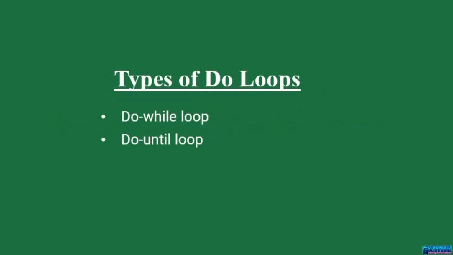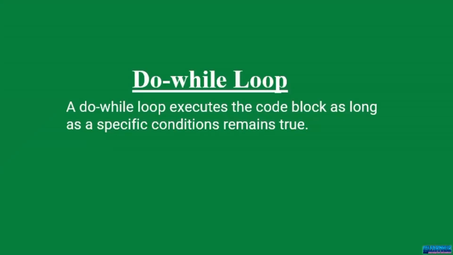There are two types of do loops. We have do while loops and do until loops. What is the do while loop? A do while loop executes the code block as long as a specific condition remains true. This loop structure is handy when you need to repeat a task until a certain condition is no longer met. Let me show you an example using a spreadsheet so that you can understand it better.